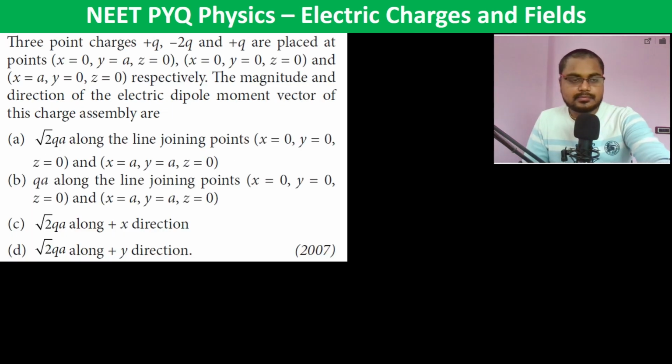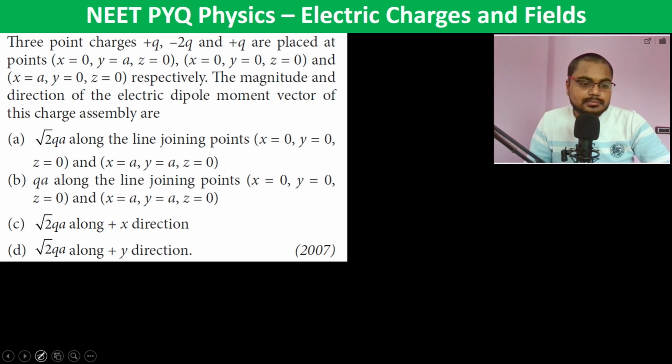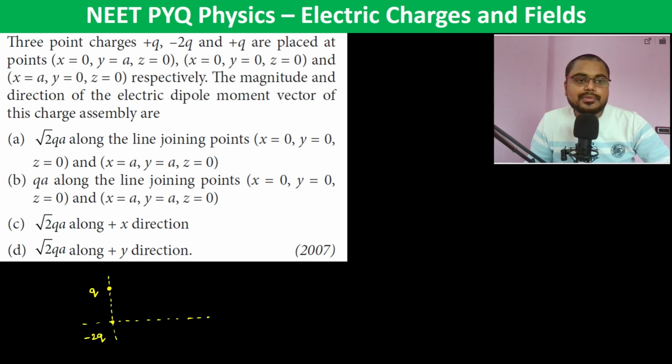Thank you. There are 3 point charges which are placed at, okay, so let us make the axis. This is the axis. 3 point charges: Q, minus 2Q and Q. Q is at x equals 0, y equals a. So here is Q. Then at x equals 0, y equals 0, z equals 0, it's minus 2Q here, and plus Q is in the direction x equals a. So this is plus Q here.